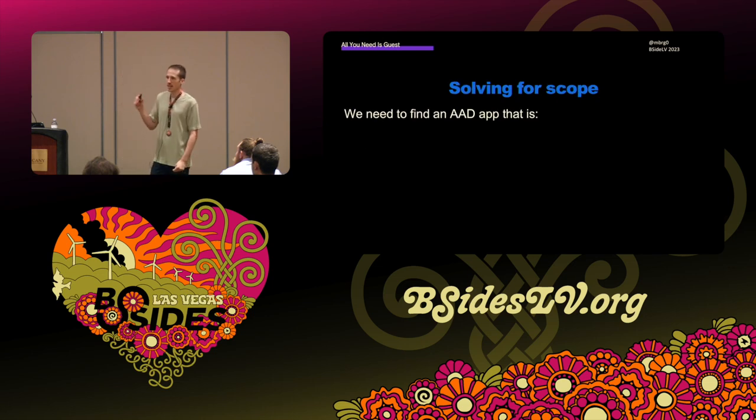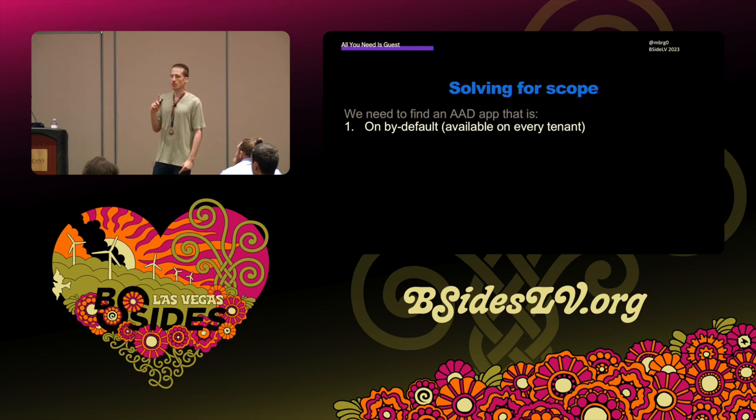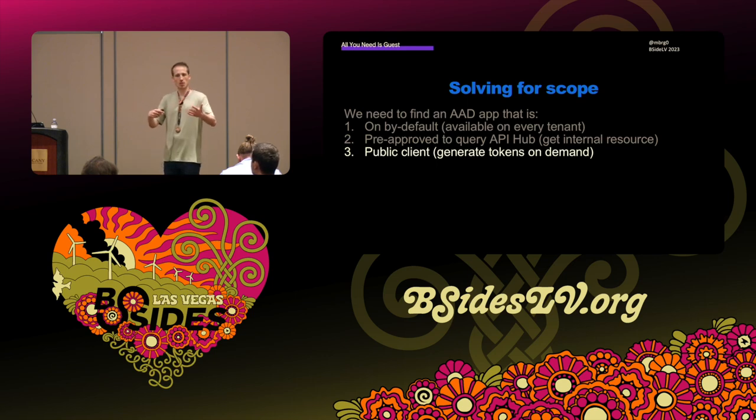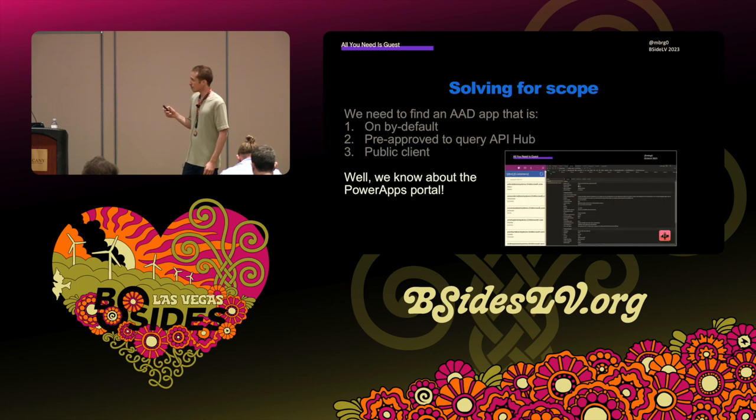And so we need an AAD app that is able to do a few things. One, it needs to be on by default, because this needs to be already available in the guest tenant, which I cannot change. It needs to be pre-approved to query this API Hub thing. And it needs to be a public client because I need to be able to generate tokens. If it's a confidential client where I need a certificate in order to generate tokens, then I won't have that certificate. And so let's try to get that.